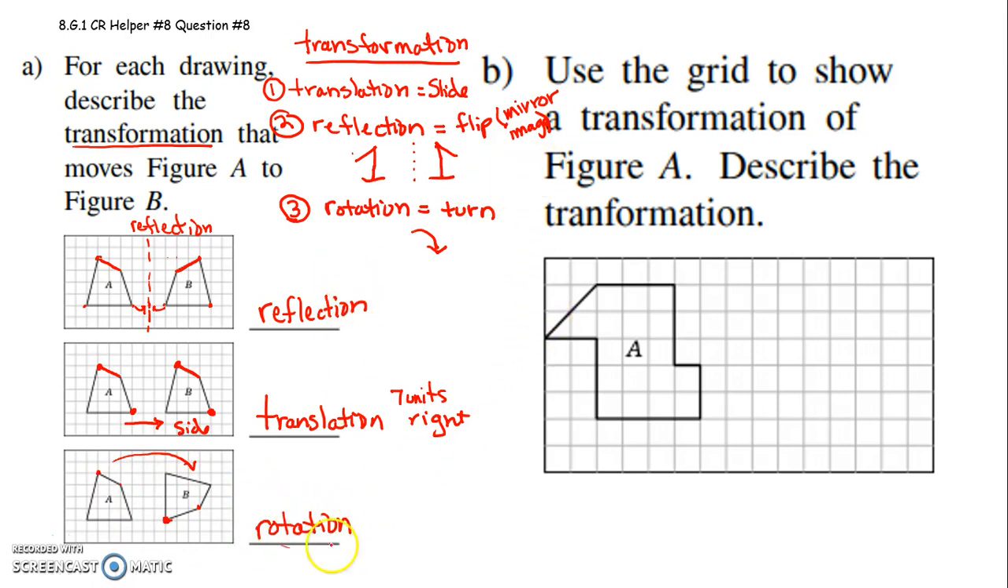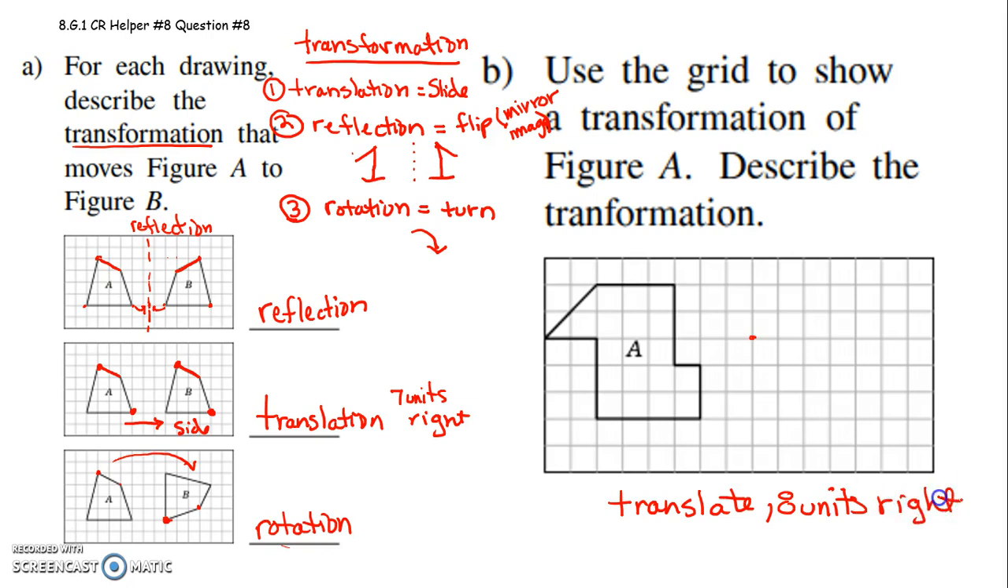All right, so those are the 3 types of transformations you're going to be working on. So for letter B, it says use the grid to show a transformation of figure A. Describe the transformation. All right, I'm going to be honest with you. You can use anything you want. I'm going to choose to translate. Let's see how many units I want to translate. 1, 2, 3, 4, 5, 6, 7, maybe 8. I'm going to translate, I think, 8 units to the right. 8 units to the right.